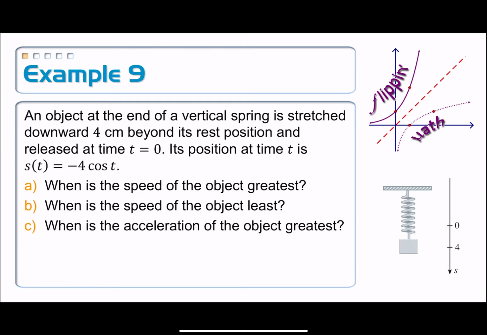Anyway, we have some questions to deal with. When is the speed of the object greatest? Speed I'm going to get first from velocity, so I'll take the derivative of this. It's going to give me velocity, and then what do I have to do to velocity to get speed? I just take the absolute value of that. When is the speed of the object the least? And then finally, how about the acceleration? When is the acceleration of the object the greatest? How do I find acceleration? I find acceleration by taking the velocity function and then taking one more derivative.